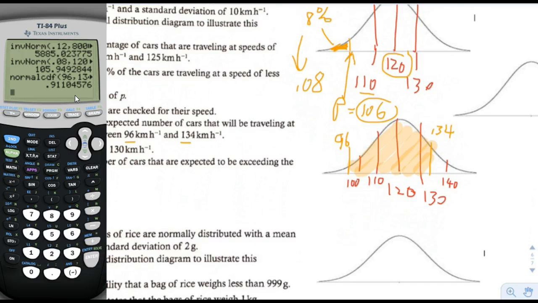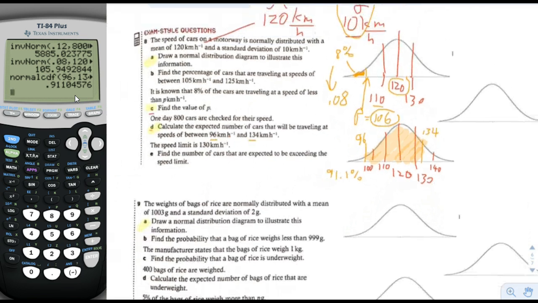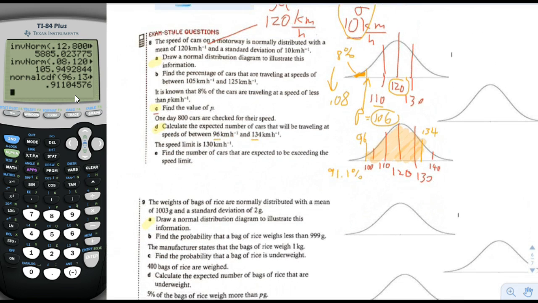Okay, so 91.1% is the amount of cars, but they don't want the percent. They want the expected number of cars. Okay, well, how do we find the expected number of cars? We don't know how many cars there are. Oh, yeah, we do. 800 cars total. Okay, so the whole region has 800. How many are in the colored region? Well, most of them. 91.1% of them to be exact.